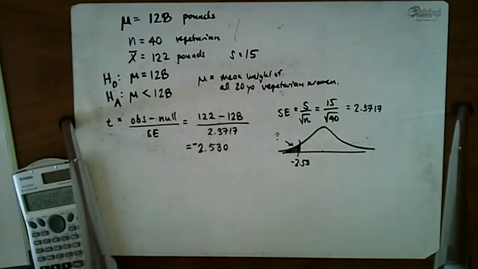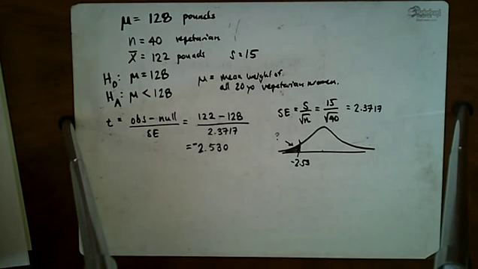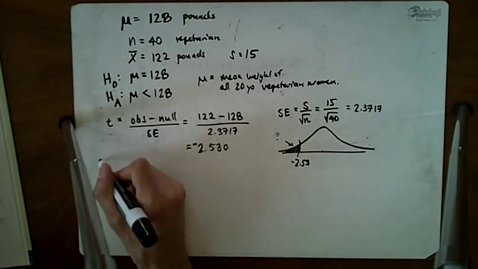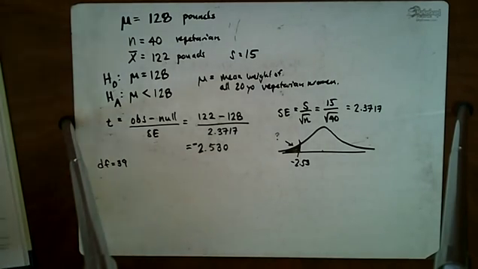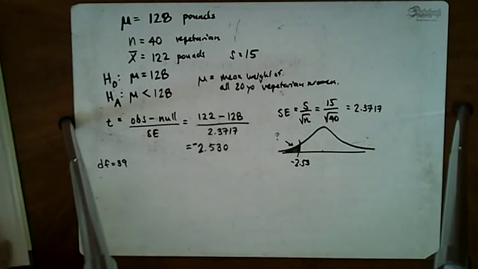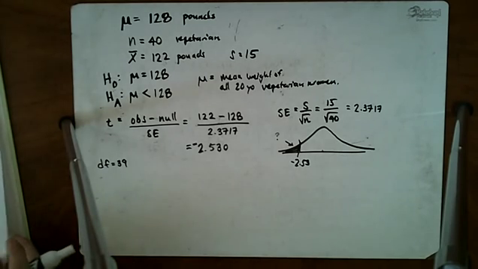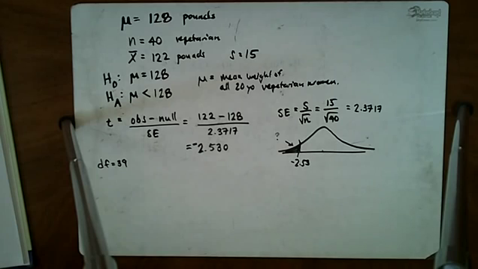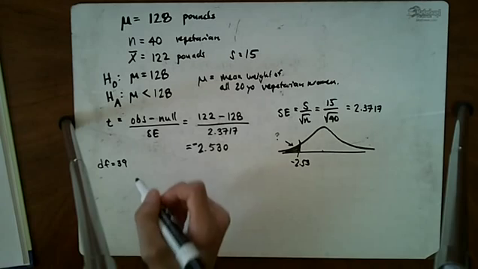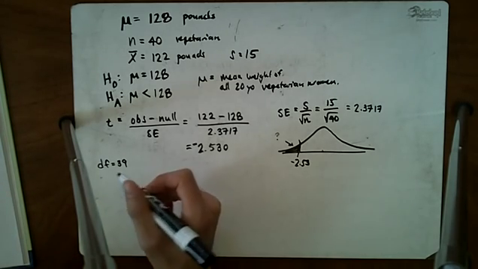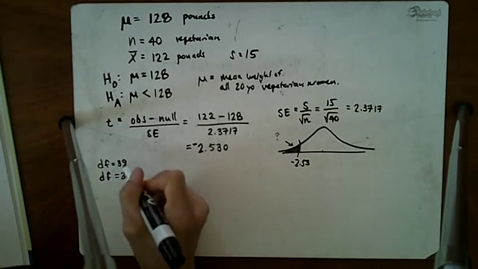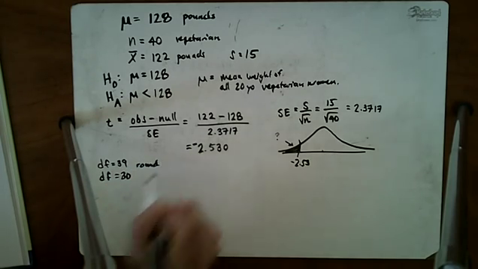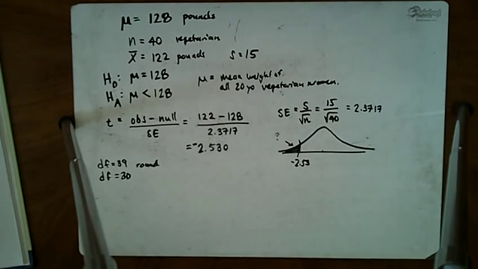And so for that, we go to the T table, and we look up 39 degrees of freedom. Now when we go to the T table, we don't actually see 39 degrees of freedom exactly. Okay, so anytime you don't see the proper degrees of freedom, round down. So I'm going to go down to degrees of freedom 30. Okay, you always round down. So even though 40 is much closer, you always round down.